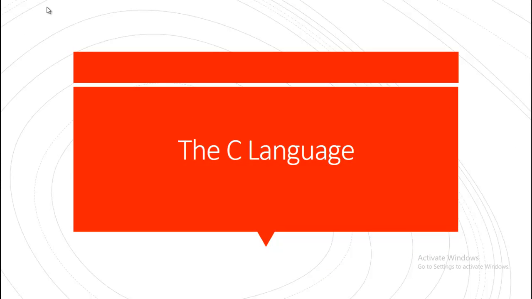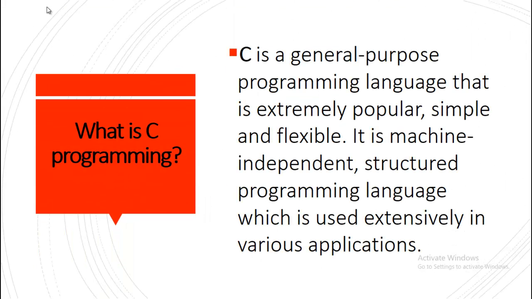The C language. What is C programming? C is a general-purpose programming language that is extremely popular, simple and flexible. It is a machine-independent, structured programming language which is used extensively in various applications.